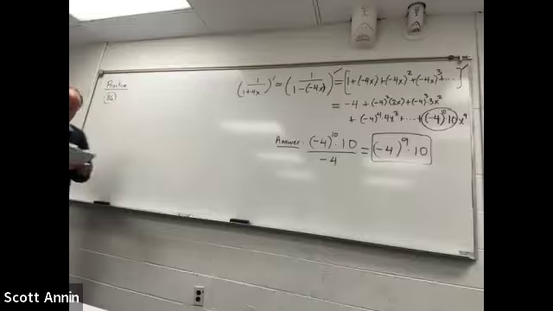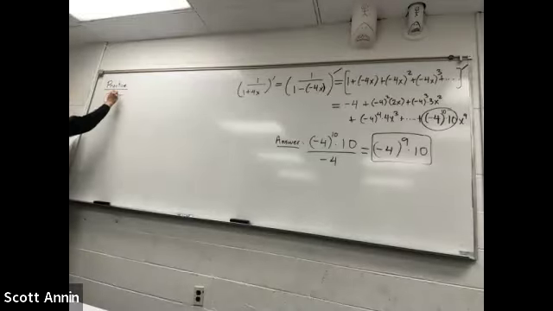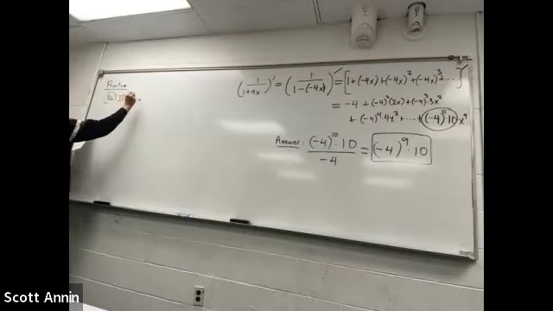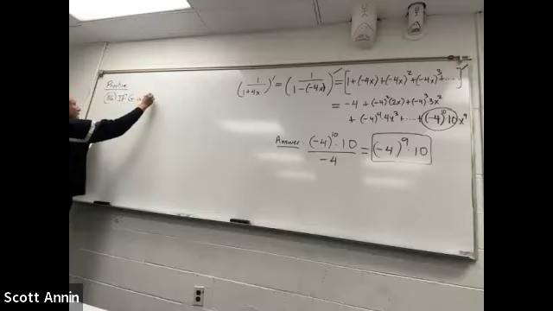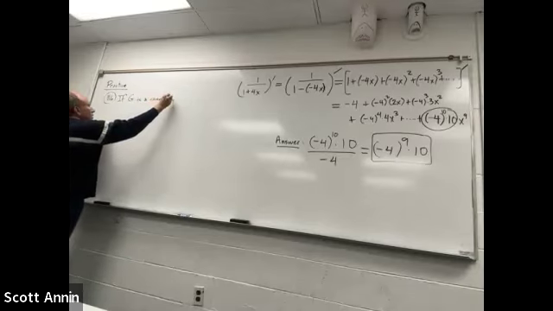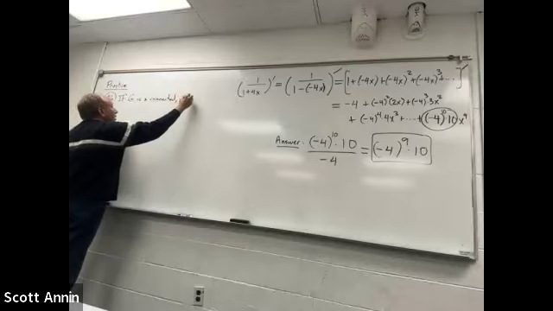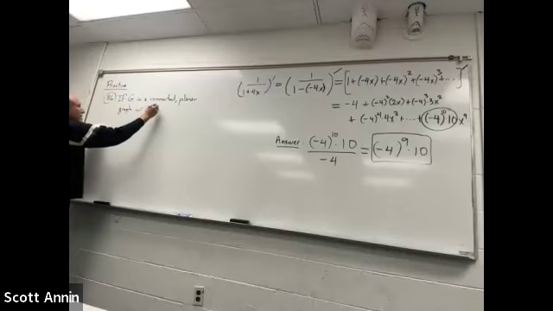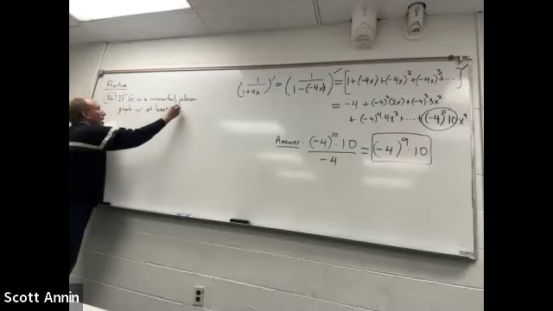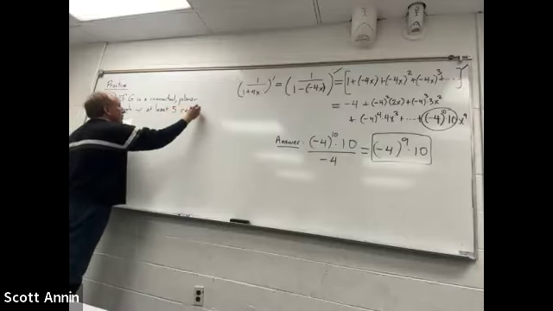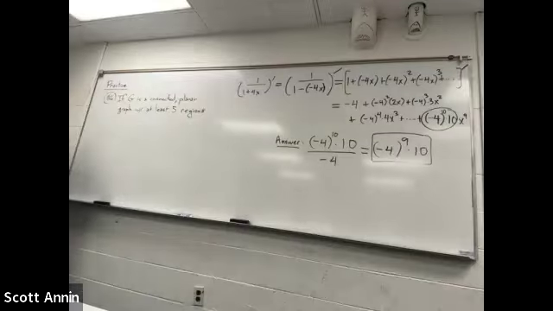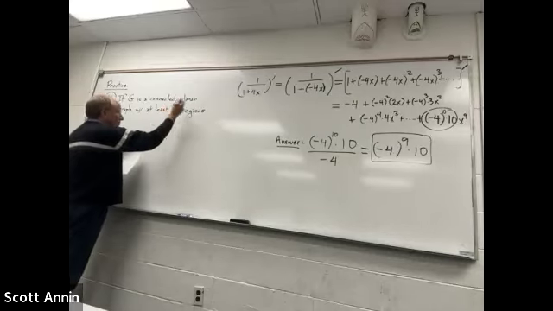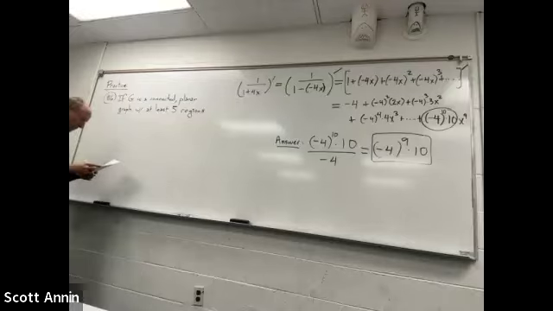Okay. And then here is what this says. If G is a connected planar graph with at least 5 regions. So remember, for a planar graph, you can talk about the regions that it creates when you provide a planar representation of it.